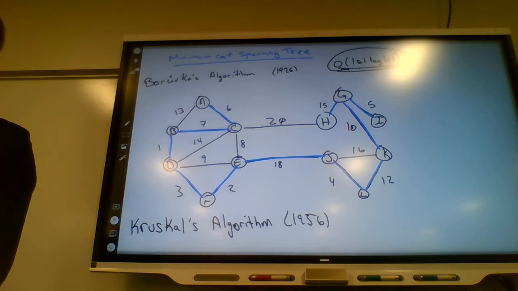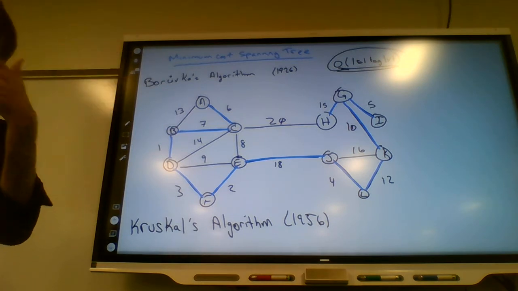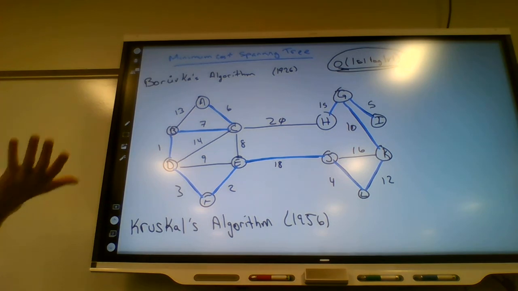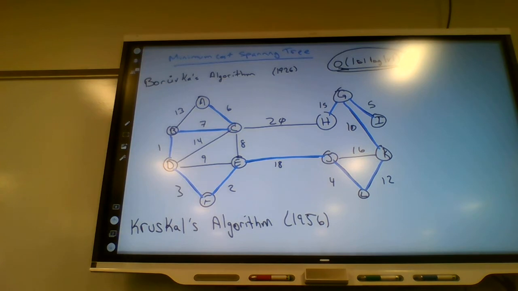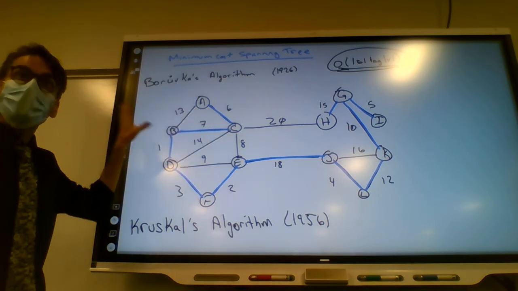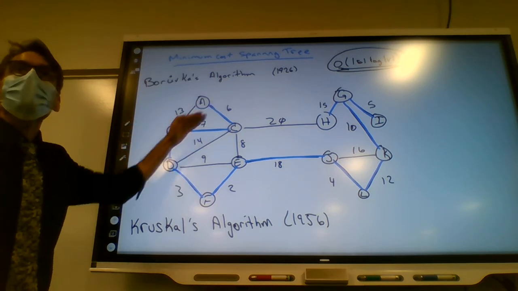The other way to keep track of it is to try to find a path between them. If there's already a path between them, then don't add that edge. But doing that is going to be a lot more work, because each time you're trying to figure out, can I add this edge or not? If we can record that this is now part of the same component, we don't have to consider that edge anymore.